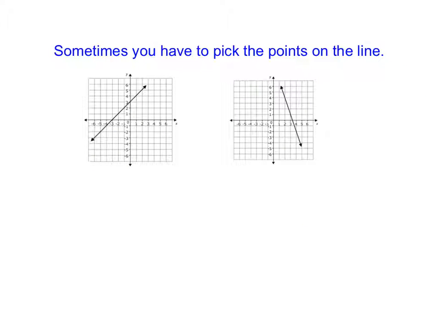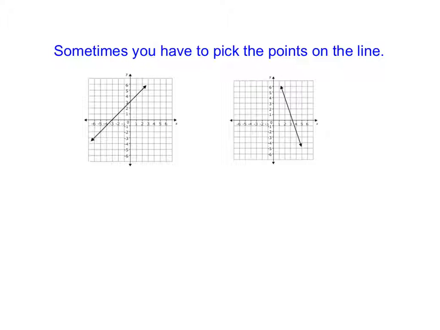Sometimes you have to pick the points on the line. Look at these lines. They don't actually have points picked out for us, but we know there are an infinite number of points on this line. We've got to pick 2 that will help us find the slope. The issue is you've got to be careful. Notice, you know this line goes through all these squares, right? It goes through all the squares. We can't pick a point in the middle of a square. We have to pick a point that goes through a corner.